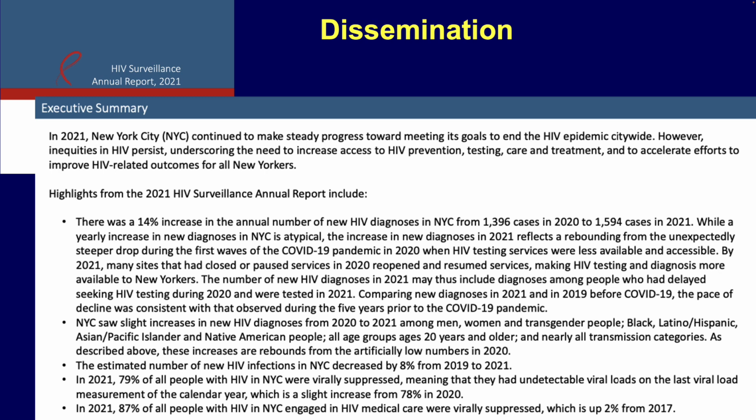But there's also an annual HIV surveillance report that the city puts out. This report from 2021 documented a 14% increase in new HIV diagnoses. That likely reflects a rebound in testing that had slowed down earlier during the height of the COVID-19 pandemic in 2020. This report also estimated that 78% of all people living with HIV in New York City were being successfully treated, with their most recent viral load test being undetectable.